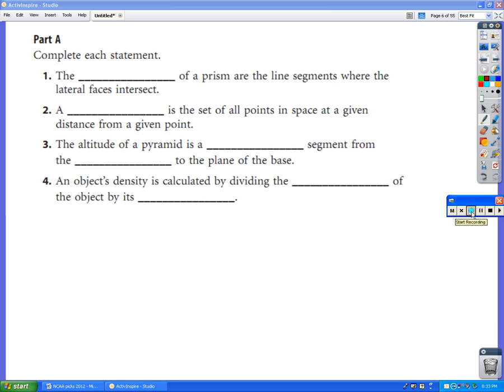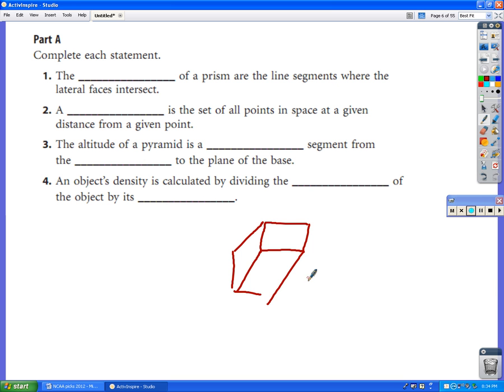Okay, so the first part of the practice test is just some simple fill-in-the-blank questions. The first one says the blanks of a prism are the line segments where the lateral faces intersect. Well, if I draw a prism, a rectangular prism is just fine. What I can see is where these faces meet, obviously, are these lines right there, and we would call those the edges of a prism. Okay? So the answer to that first one is edges.